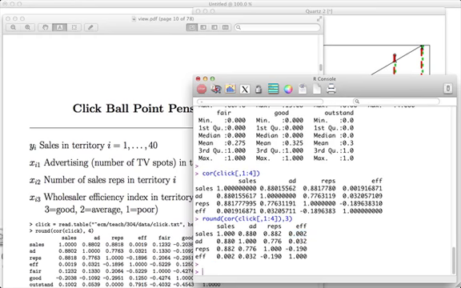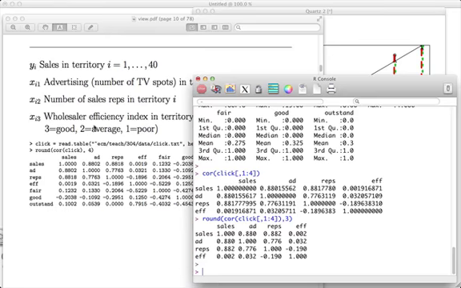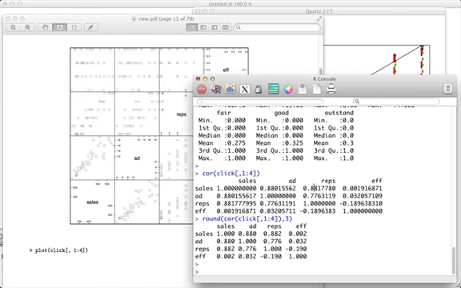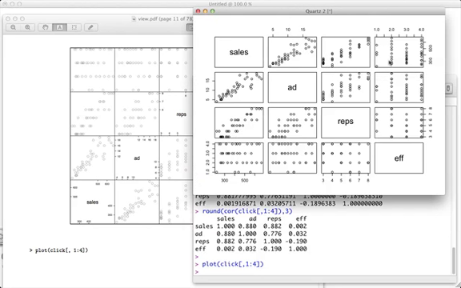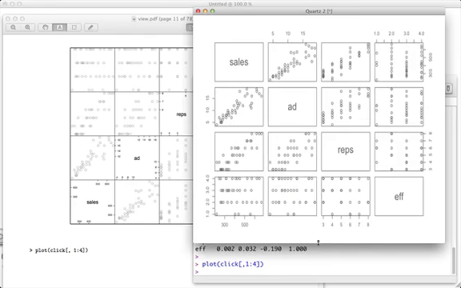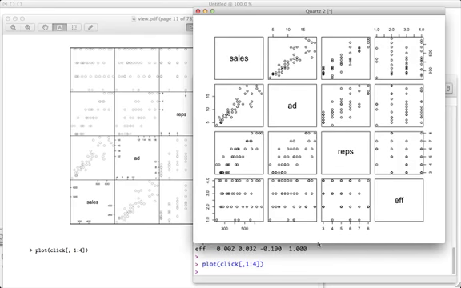Now it always helps to visualize this. You can visualize it, as I show on the next page, with a simple plot command. So if we just plot click, subset one through 4, give me the first 4 columns, you get something called a scatter plot matrix. Let me walk you through what this is. This gives you scatter plots of every possible pair of variables.